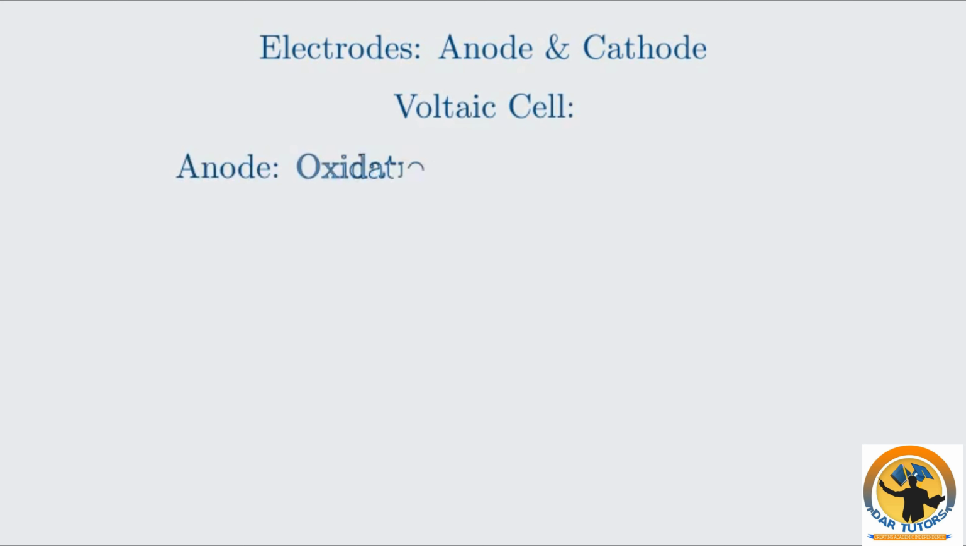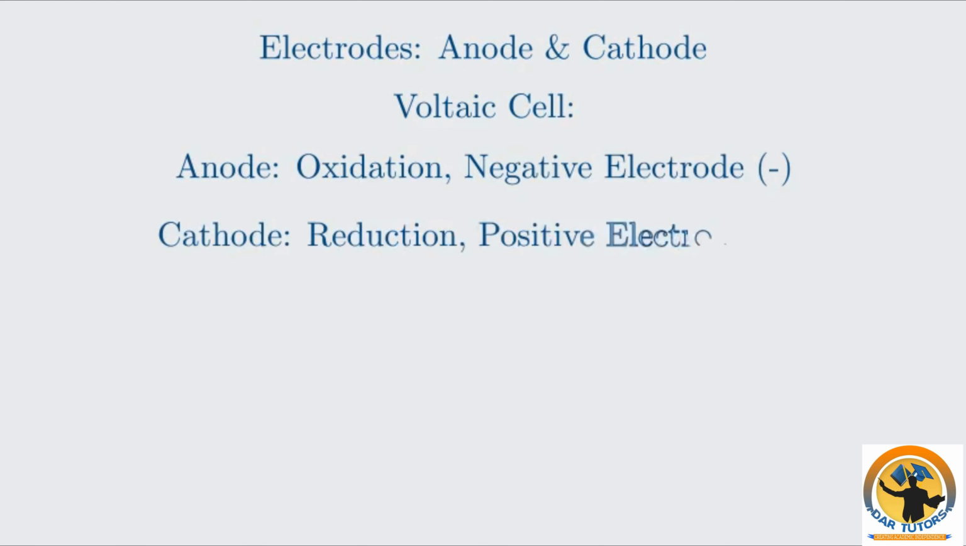A crucial distinction lies in the role of the anode and cathode. In a voltaic cell, the anode is the site of oxidation and is the negative electrode. Electrons are released here. The cathode is the site of reduction and is the positive electrode, where electrons are accepted.